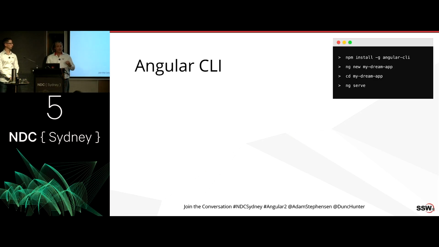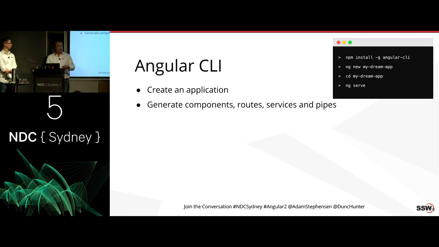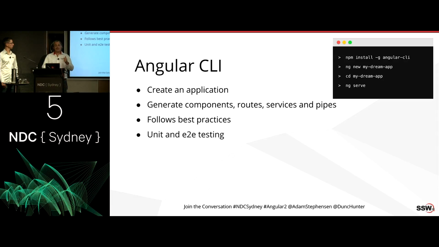So let's talk about the Angular CLI. What is this thing I'm talking about? It's a command line interface that you can use to create your application. You can use it for code generation. It'll make routes, services, pipes, and components. It's made in lockstep with the Angular style guide, so it implements all of the best practices, and it makes scaffolding, running your unit tests and end-to-end tests super easy.